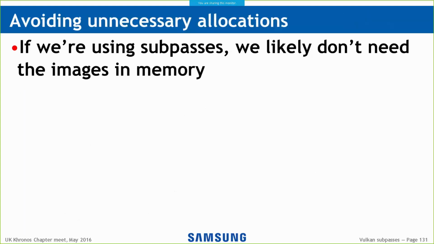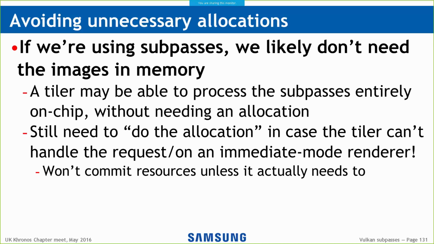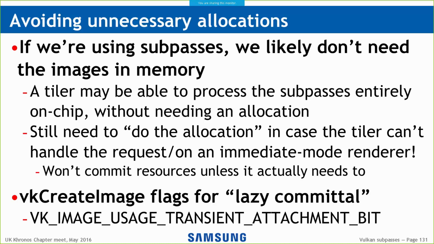One aside, if we're keeping all of our intermediate memory accesses on chip, then hopefully we don't need to actually allocate memory for them anyway. You do theoretically need to do the allocation anyway, just in case you're on something that's not a tiler, or if the tiler fails to cope for some reason, but it's a conceptual allocation. By telling the driver that's what you're going to do with that memory, you won't necessarily get anything allocated to it unless you absolutely need it to. So there are some flags to vkCreateImage to say that you've got lazily allocated memory. And so if you have a transient attachment and the tiler can keep everything on chip, then it won't allocate corresponding memory for it.